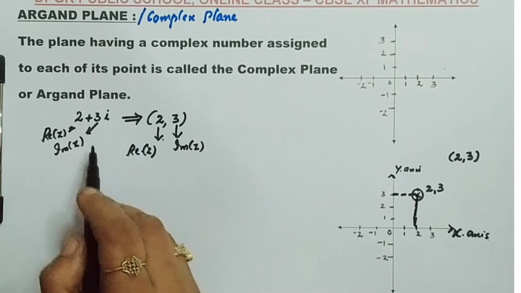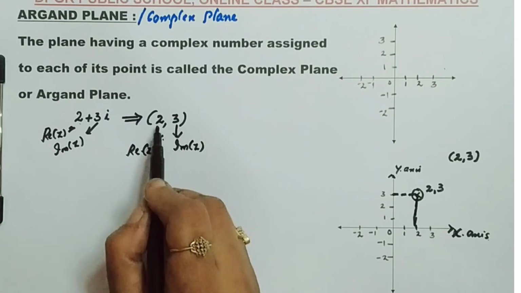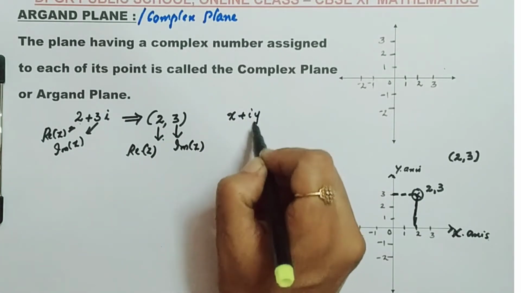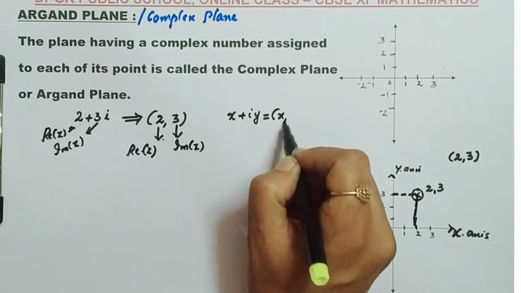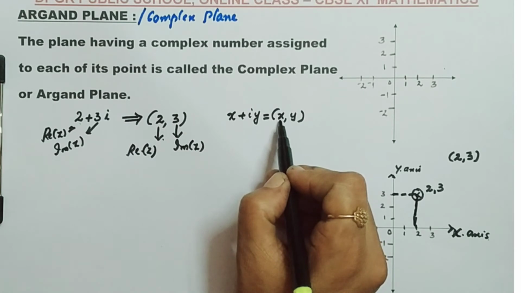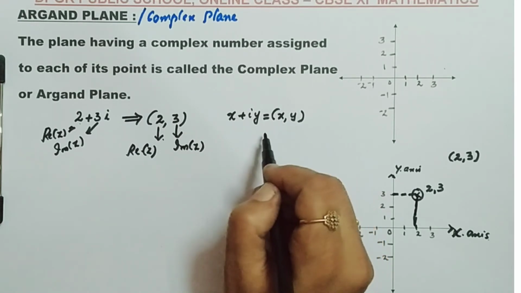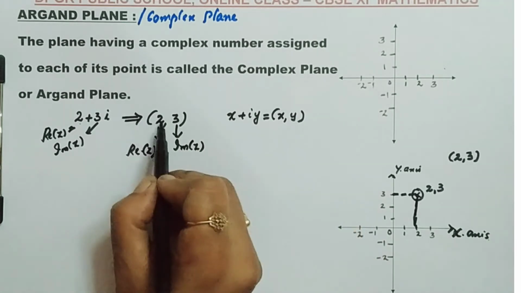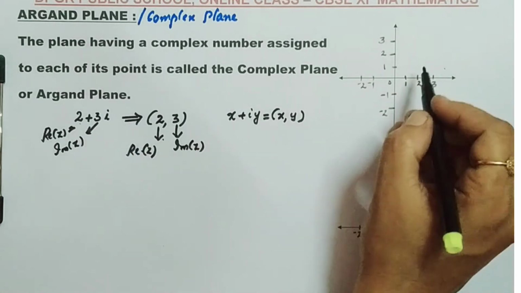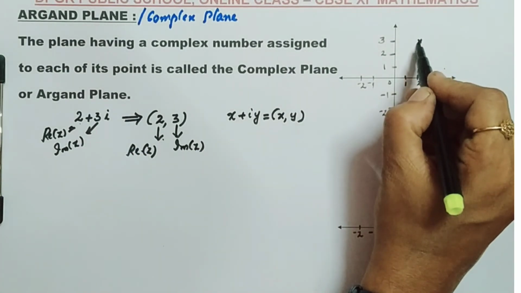So, corresponding to each complex number, we can mark an ordered pair (2, 3), or in general for any complex number, an ordered pair (x, y) in which the x value represents the real part and the y value represents the imaginary part. Now, I am going to locate the point (2, 3) corresponding to the complex number 2 plus 3i in this plane. X value 2 and y value 3, I am going to mark here.